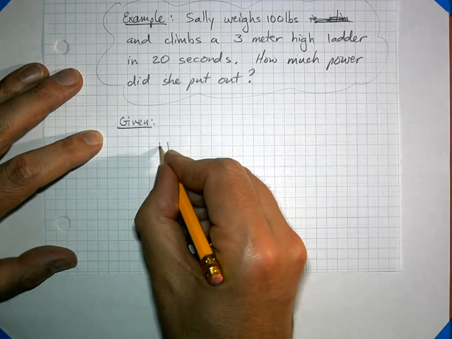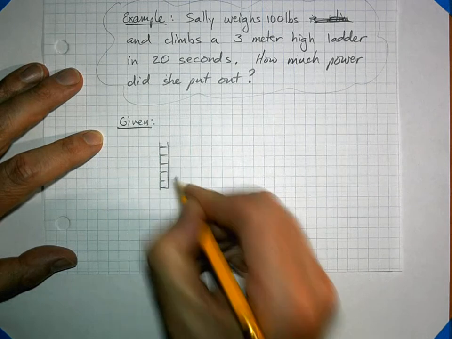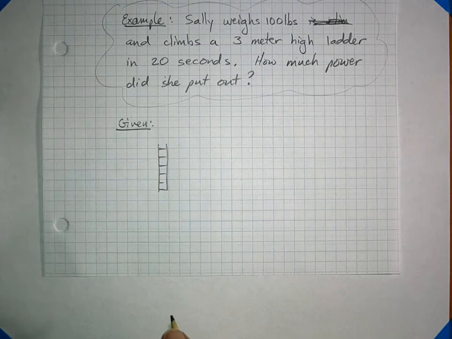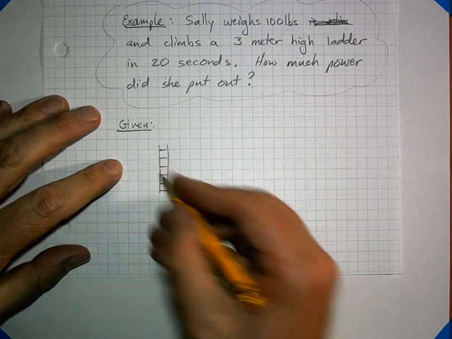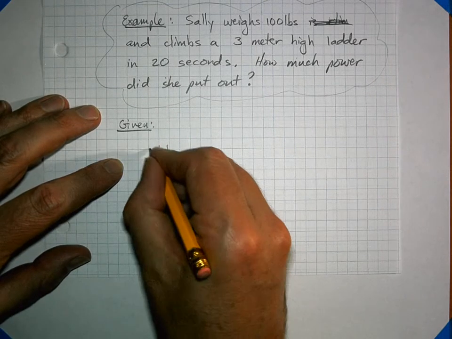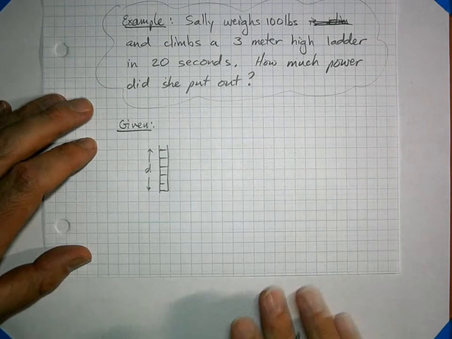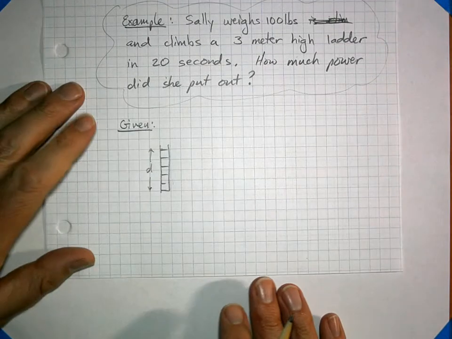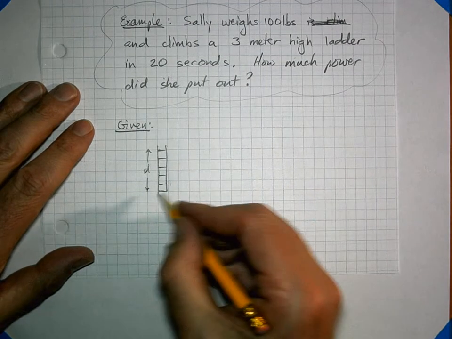So here's a little ladder. And it has a height of, well, I'll call it a distance for now. There's the distance that she's going to climb. You can call it height if you want to. But you'll see why I'm going to use the word distance.